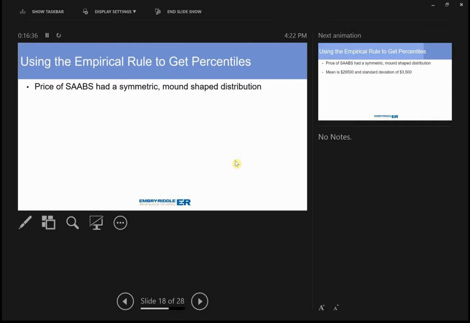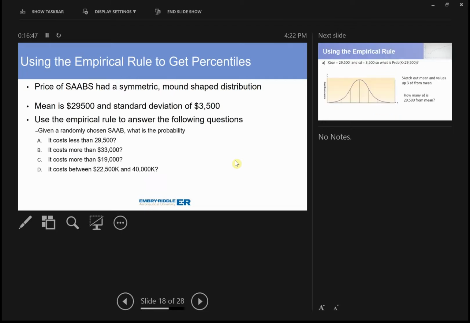Let's go back to the SOB example. Okay. So we know our mean is $29,500, and the standard deviation is $3,500. And we're going to use the empirical rule to answer these questions. Now, a piece of advice: whenever you're doing these sorts of calculations, always draw a picture. I've done this 20-some years, and I usually draw a picture. It's really easy to make stupid mistakes, okay? So let's try to draw pictures and answer these questions.